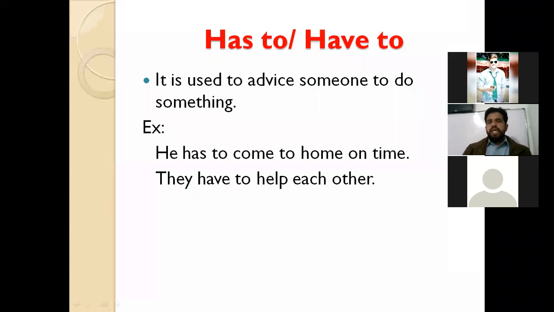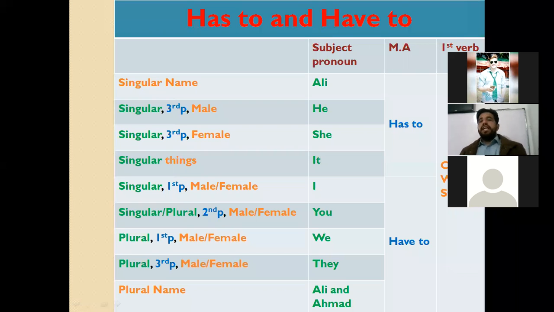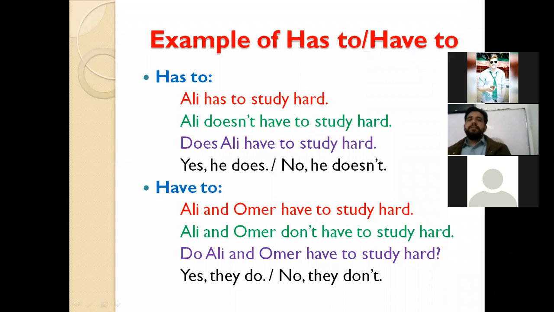Then these are two words actually, has to and have to. So where to use has to and where to use have to? We already know the subject pronouns, we have discussed them in the classes: singular name, he, she, and it. With them you will use has to. But with I, you, we, they, and plural names, you will use have to. These are the rules. Understand? The examples are a little bit complicated.